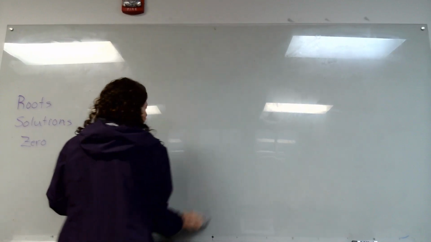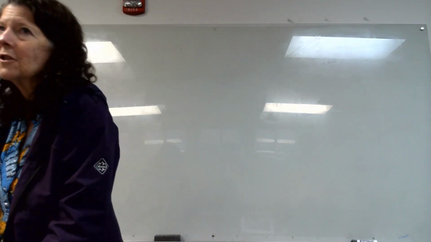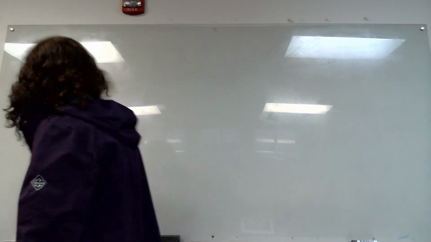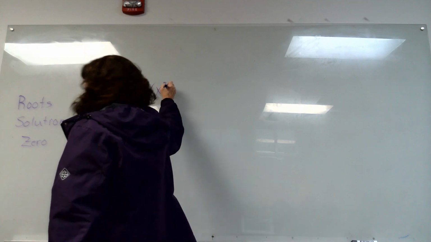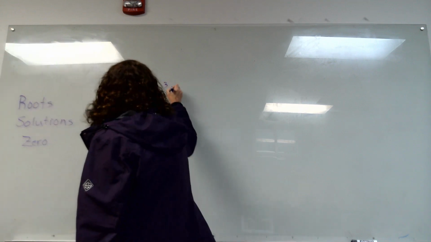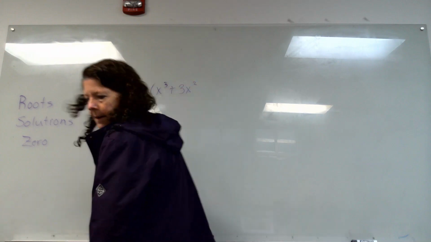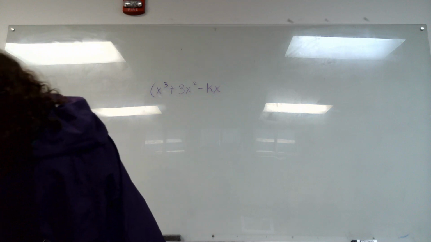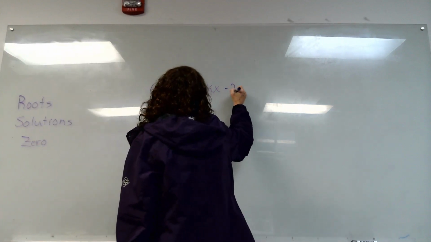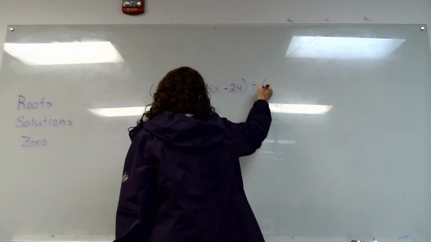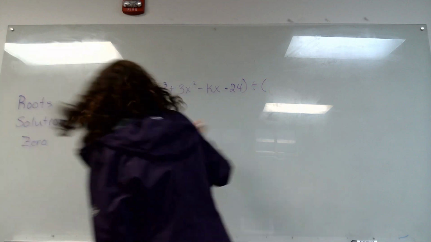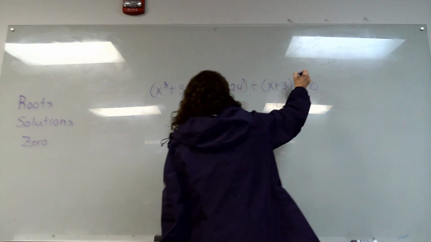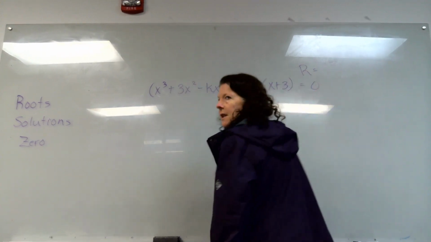This sounds a little weird, but it's not. It's just a matter of understanding the instructions. It says find the value of k so that the remainder of x cubed plus 3x squared minus kx minus 24 divided by x plus 3 equals 0. So the remainder equals 0.